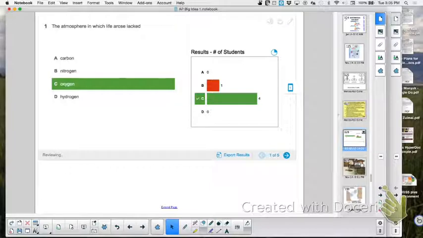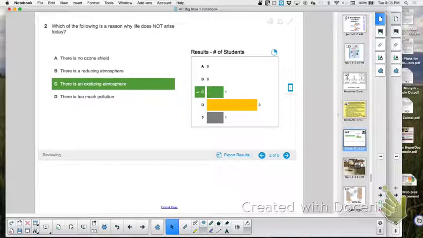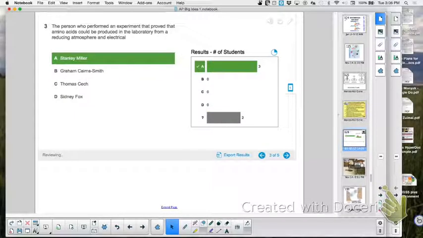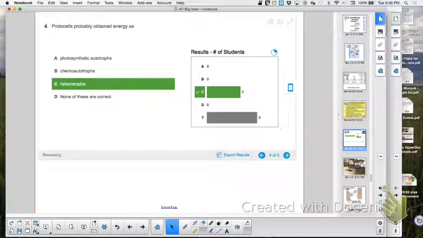The atmosphere in which life arose lacked oxygen, lacked nitrogen. What's wrong with you? Hydrothermal vents. Which of the following is a reason why life does not arise today? It is an oxidizing environment. There's too much pollution. What's wrong with you? I didn't have time to answer. Wait, I'm confused. It was a reducing environment then, which was conducive to building. No, okay. Oxidizing, it breaks it down. Yeah, okay. Yes. Yay. Heterotrophs came before autotrophs. Oh, okay.